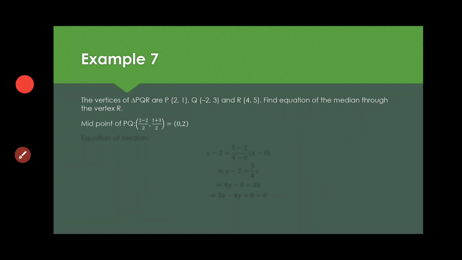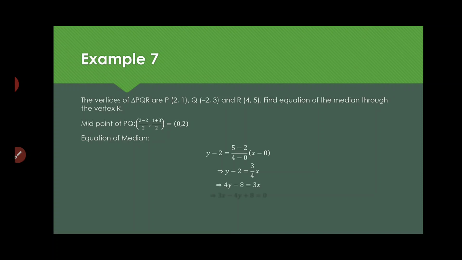So the midpoint of PQ, if you do your calculation, is what you get here. Then I need to find the equation of the median. You already know the two points, that is R and the midpoint. Now you just put it into the formula, calculate, and hence you get your answer. Go through the calculation once, check it for yourself, try it. I'm sure you will get it.